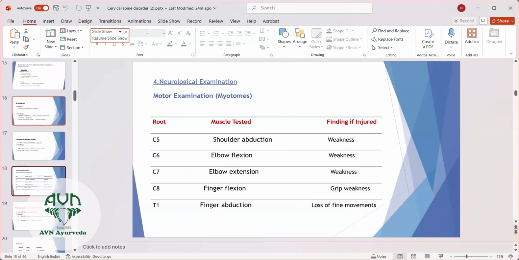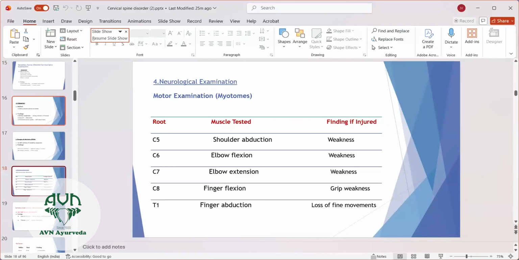Now the neurological examination. If the C5 nerve root is affected, shoulder abduction will be difficult. If the C6 nerve root is affected, elbow flexion will be weak. In C7, elbow extension will be weak, and in C8, finger flexion will be difficult. In T1, finger abduction will be difficult. Loss of fine movement is also affected.